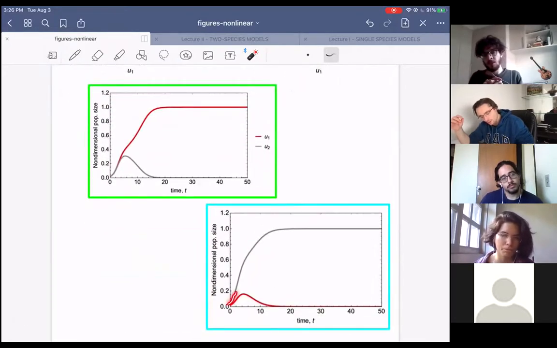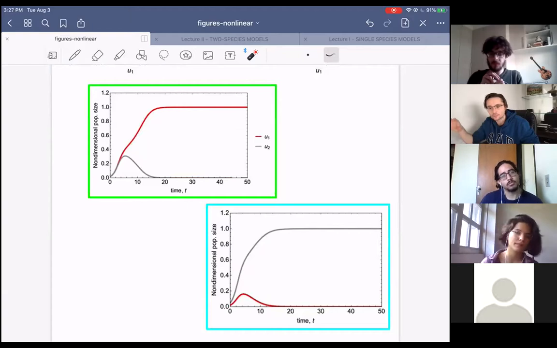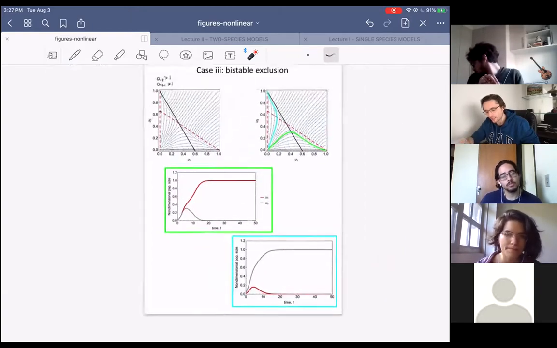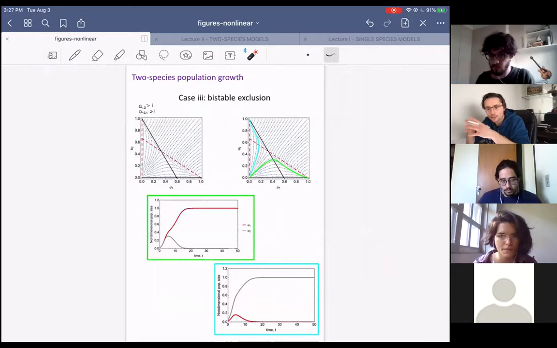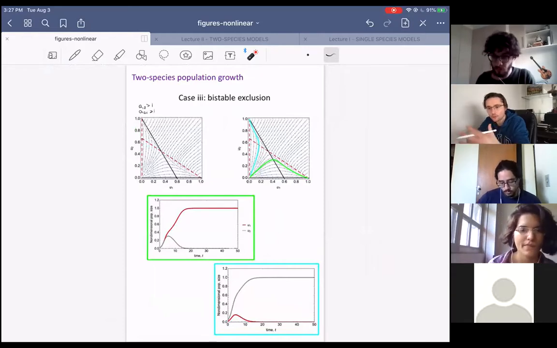Now they both grow in the beginning because the population size is very low and the quadratic terms that I have in my equations don't play so much of a role. But then as soon as I get some large population size of species 2, the competition with species 1 is so strong that it starts killing it. Okay? And I get this kind of bistable exclusion. I still don't get coexistence. I want to make it clear, I still don't explain my experimental result. I always end up with 1 or 2.